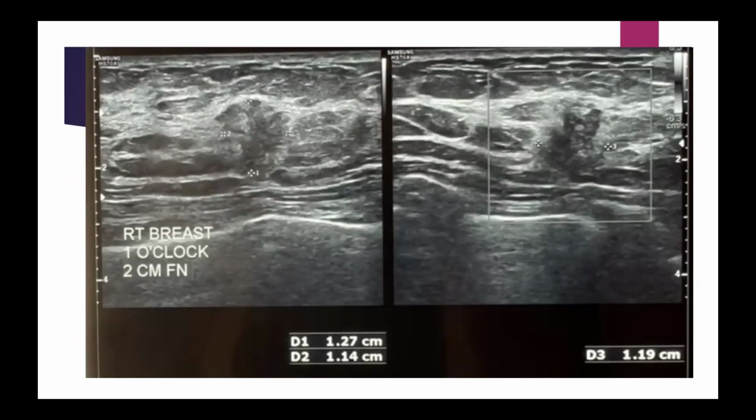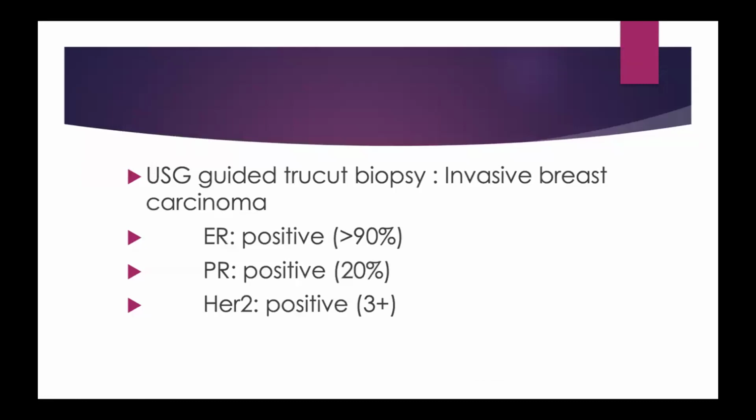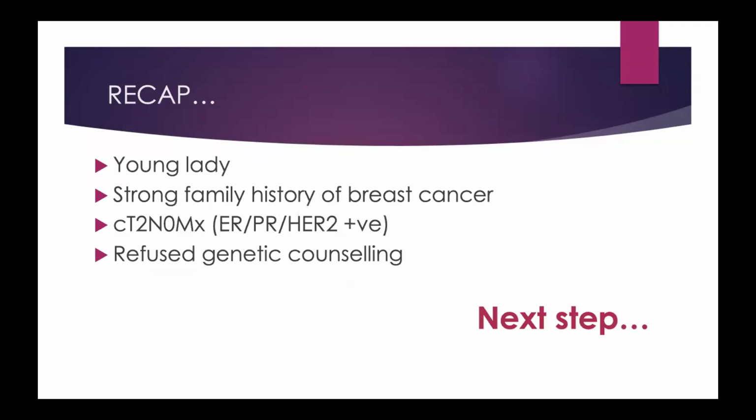Rizal, can you describe the finding? Move forward, sorry. Okay, just to mention, the measurement here is 1.2 by 1.1. It looks suspicious, of course, and we proceeded with ultrasound-guided Trucut biopsy, which came back as invasive breast carcinoma, luminal B, HER2 positive. So we want to recap.